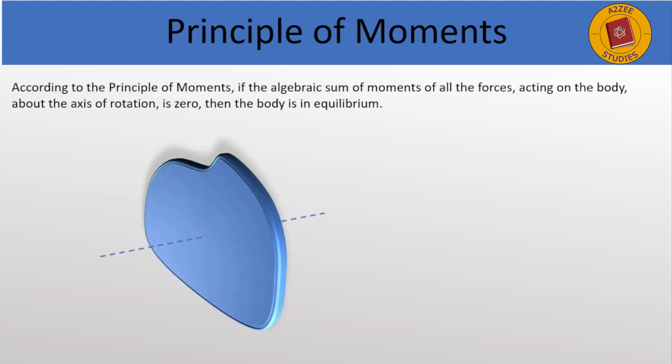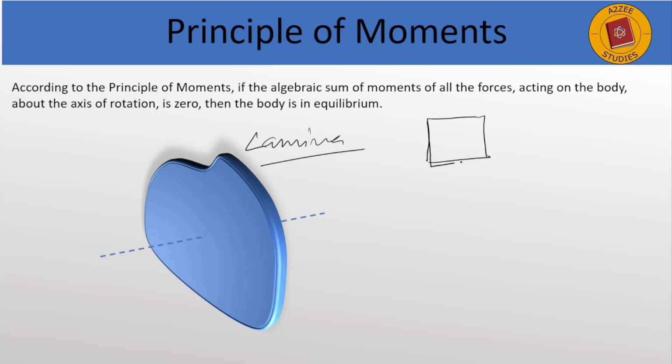According to the principle of moments, if the algebraic sum of moments of all the forces acting on the body about the axis of rotation is 0, then the body is in equilibrium. Here also we see that it is an arbitrary body. Any body you can take. It's called a lamina. You can make a lamina body at your home also. There can be two types of bodies, right? One can be a regular body, for example a square.